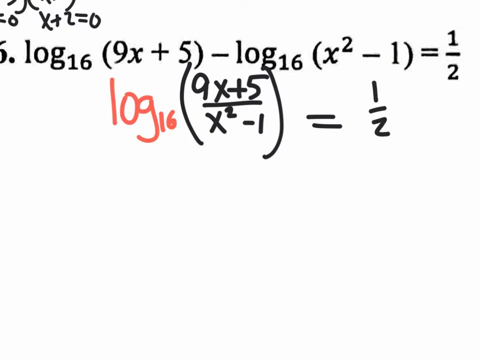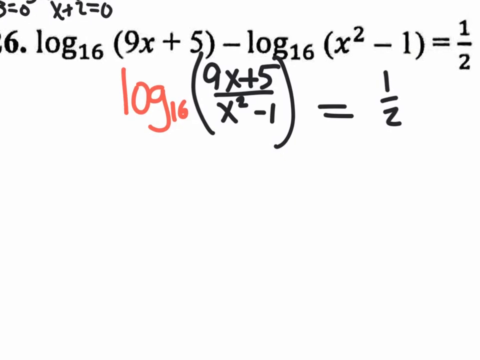Okay, so now at this point, I only have 1 log base 16. Up here I had 2, now I only have 1. Now I could get rid of it. How do I get rid of it? By raising both sides of the equation to become exponents of base 16. So I want to put a big giant base 16 right there, and a big giant base 16 right there, and an equal sign between these big giant 16s.